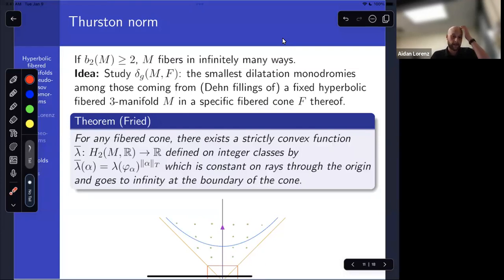Right, so this is a nice theorem, and one more thing I want to say about it is that the definition of the normalized dilatation on the integer classes looks eerily similar to delta G to the G, right? Delta G to the G is like a dilatation raised to a genus power. Here on integer classes, we have a dilatation raised to a Thurston norm power. But remember, the Thurston norm is just an Euler characteristic. So this is like a dilatation to an Euler characteristic power. So very close to dilatation to genus power.